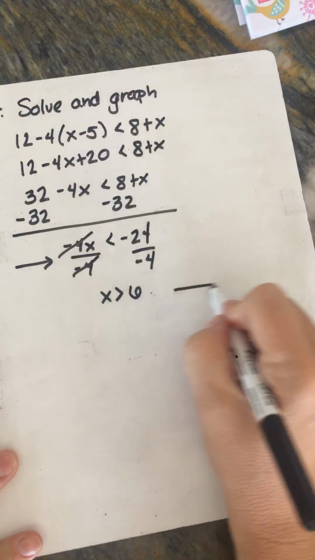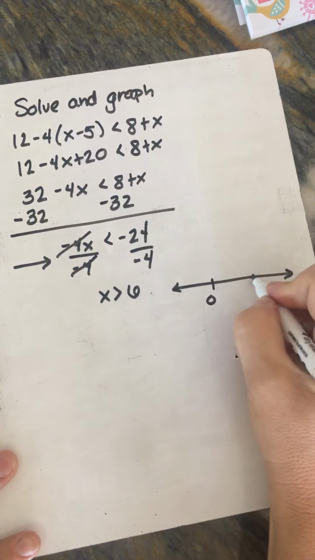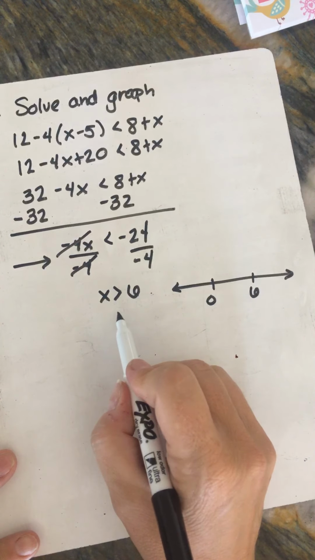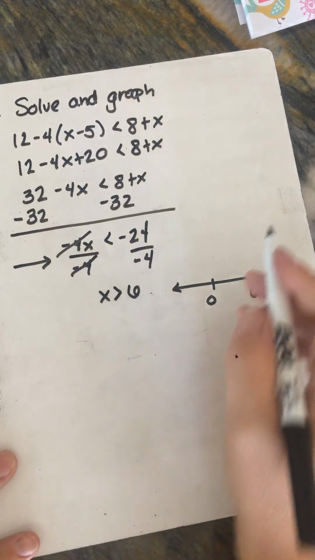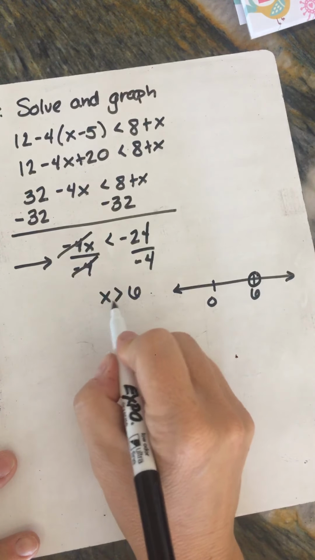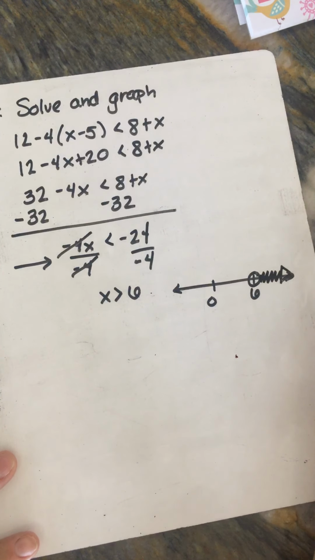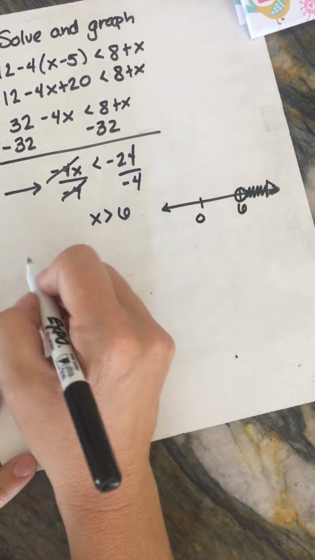And so the graph would look like, well, let me put 0 on for reference. Here's a 6. You've got to remember solid or open circle. And in this case, it will be open because it doesn't have an equal to. And x is larger than, so it's all the values to the right of 6. All right, we'll do one more.